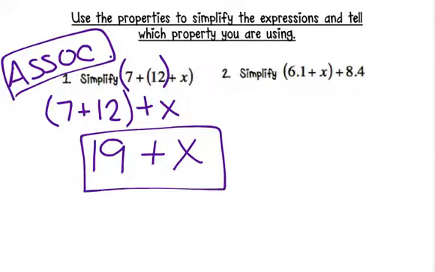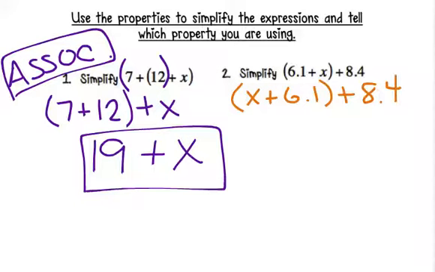Okay, number 2. We're going to do the same thing here. All right, we cannot add 6.1 and x, so we have to figure out something else that we can do. Now, the first step would be, we know that we can change the order and write x plus 6.1 instead of 6.1 plus x. We can switch those and then have the plus 8.4. So all we did there is we switched the order. We did not move the parentheses, we switched the order.